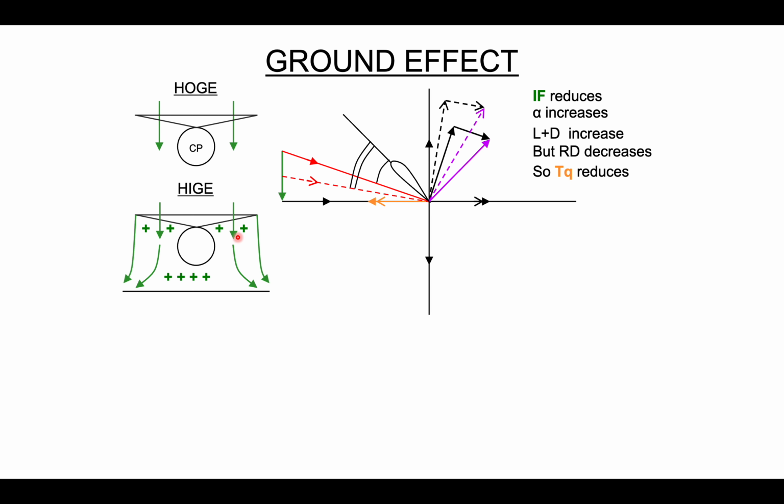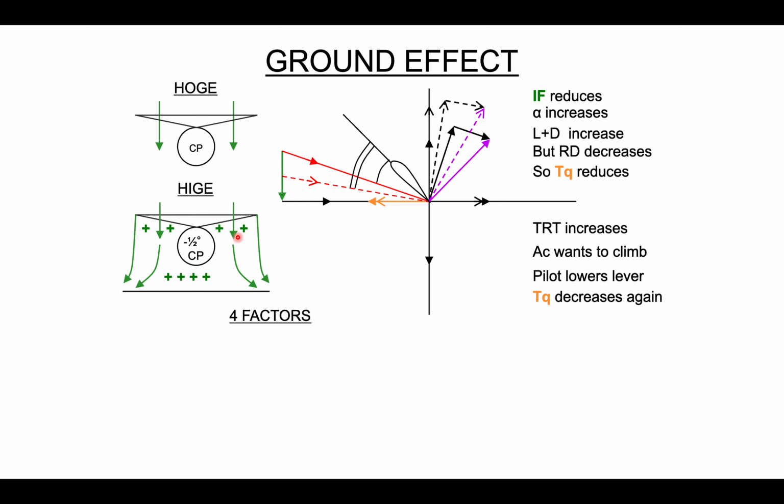Therefore, our torque reduces as well. Our total rotor thrust is increased, as we can see, and therefore the aircraft is going to want to climb. To oppose that, our pilot is going to lower the lever. So our torque is going to decrease further, and it's going to balance it all out, which is why we can hover inside ground effect using less power.